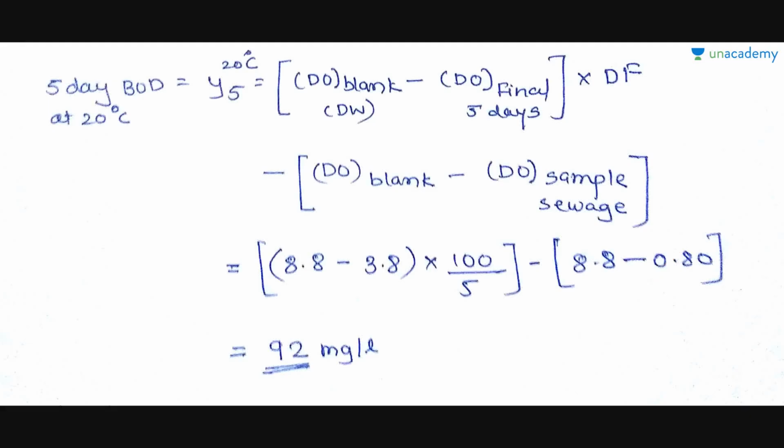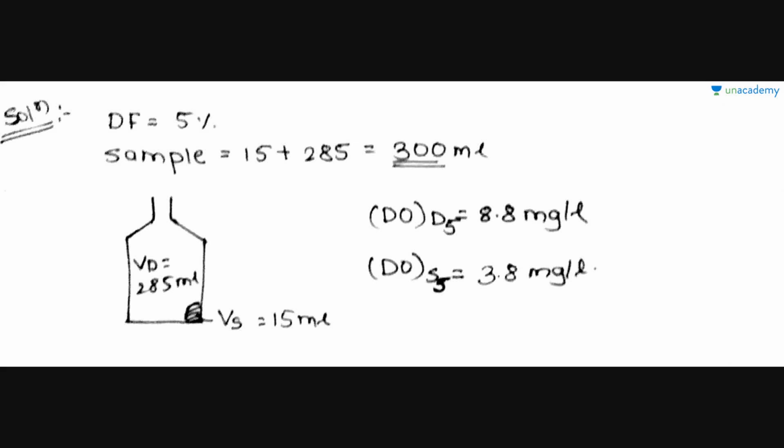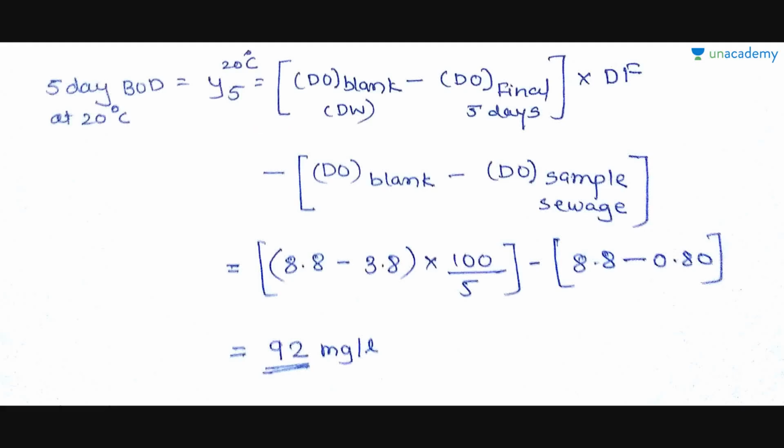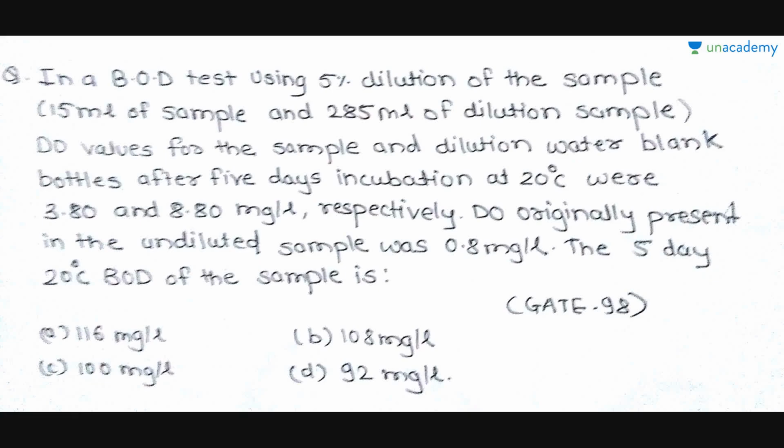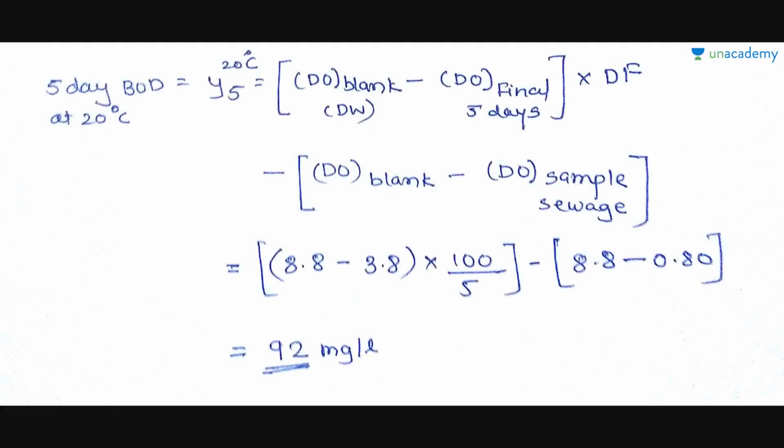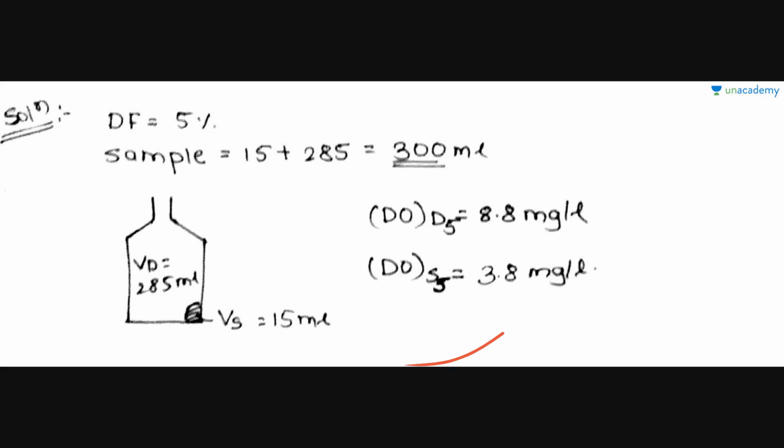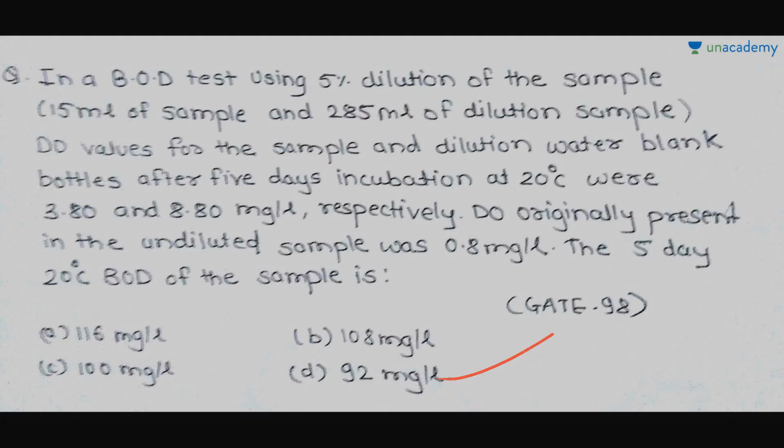Then into dilution factor, it is given in percentage, right? 5. So 100 divided by 5 minus DO of blank, that is 8.8, right? Minus 0.8. In the question they have given the DO originally present in the undiluted sample was 0.8 mg per liter. So putting all the values in the formula, we get 8.8 minus 3.8 into 100 by 5, all minus 8.8 into 8.8 minus 0.8. This will give you 92 mg per liter. So our correct option for this question is option D, that is 92 mg per liter.